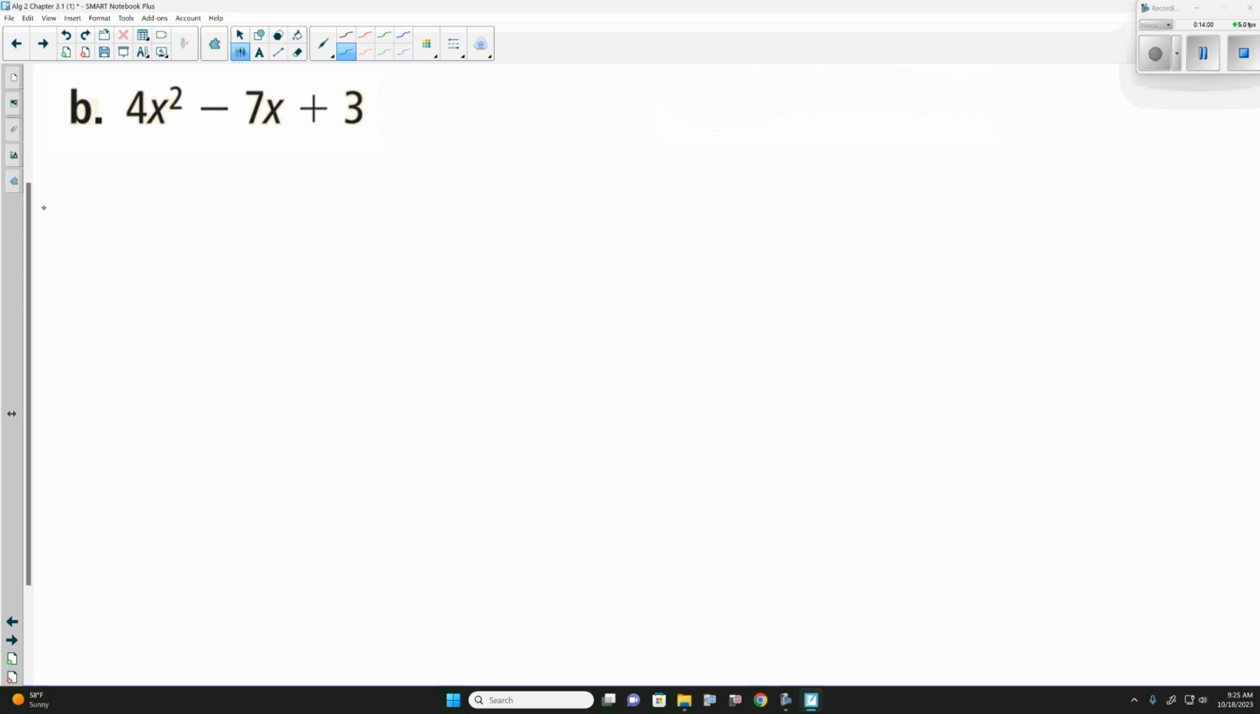Let's look at this one here. 4x squared minus 7x plus 3. Is there a greatest common factor? No. So we move on to step number 2: 2 sets of parentheses with 3 spaces. Step number 3 is to find the sign.